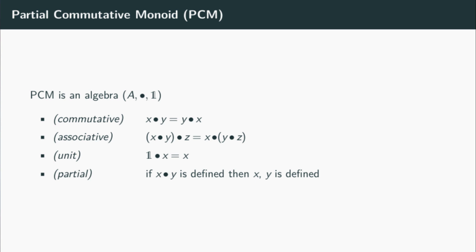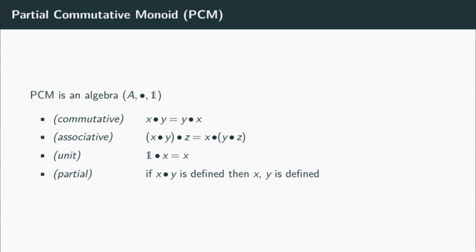pronounced unit. The join and unit are subject to commutativity, associativity, and the unit law, as is the case with regular monoids. The extra property comes from partiality of join, namely, whenever a join of two elements is defined, each of the elements is defined as well.